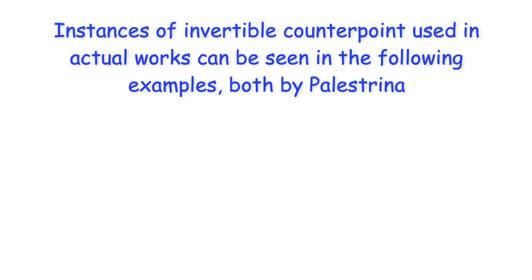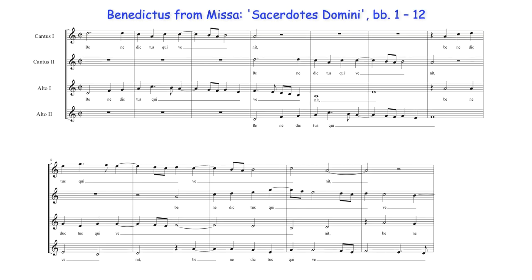Instances of invertible counterpoint used in actual works can be seen in the following examples, both by Palestrina. Here, initially, the relationship between themes is maintained for the second cantus and alto entry, before Palestrina then uses invertible counterpoint at the octave for these re-entries, with the second cantus's theme being lowered a fourth and the second alto's theme raised a fifth. This new thematic arrangement is then used again here, before Palestrina abandons these themes and introduces new ones through the remainder of the movement.